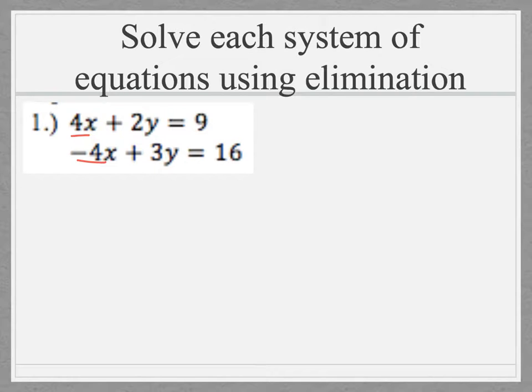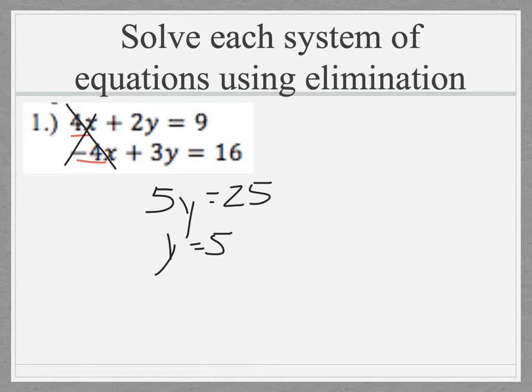Once you have those, what you're going to do is add vertically. So we're going to add our x's. 4x plus -4x gives me 0x, so those eliminate. Then we're going to do our y's. 2y plus 3y equals 5y, equals, and now we add our numbers. So 9 plus 16 is 25. Divide by 5. So we're going to have y equals 5.